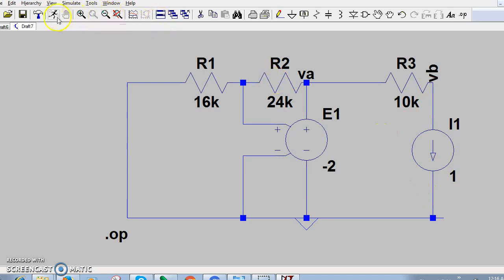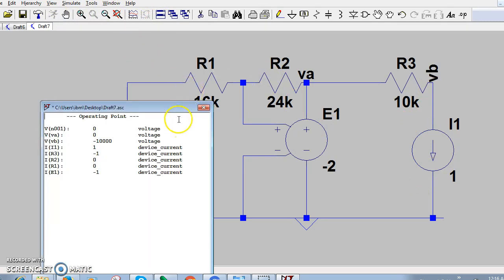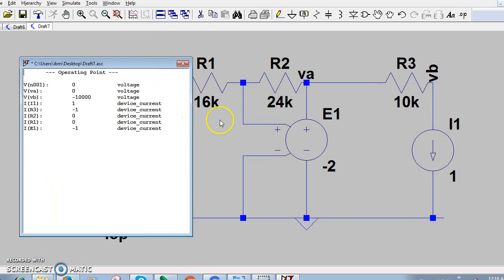And hence by running the simulation we get these values. VB is said to be minus 10,000 volts. So voltage across this ammeter is minus 10,000 volt and current is minus 1 ampere, and hence the RThevenin comes to be 10 kilo ohms. So now we have got the VThevenin, which is minus 23.33 volts, and RThevenin to be 10 kilo ohms.